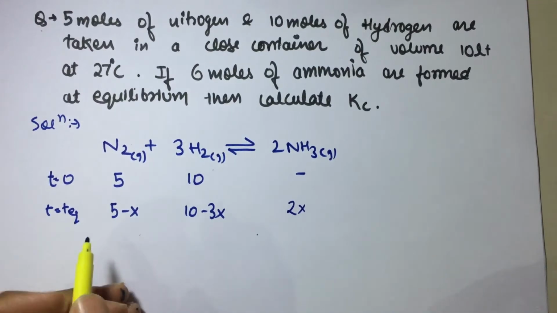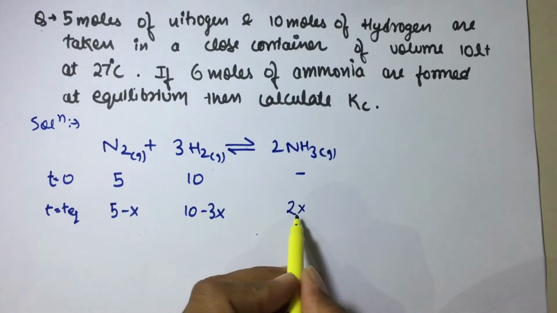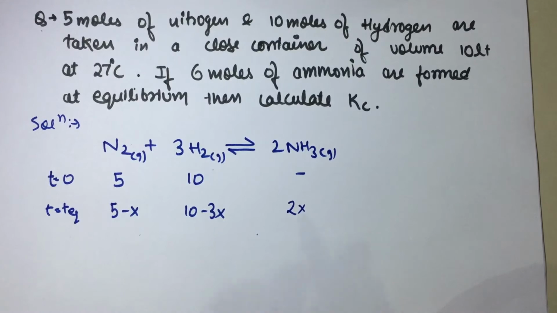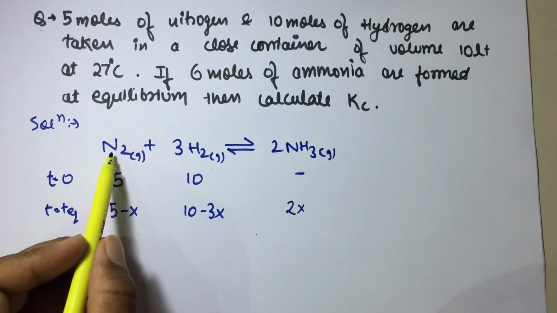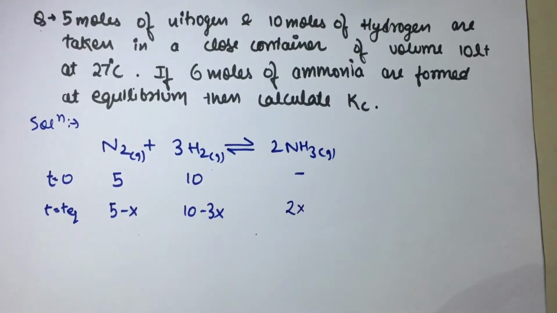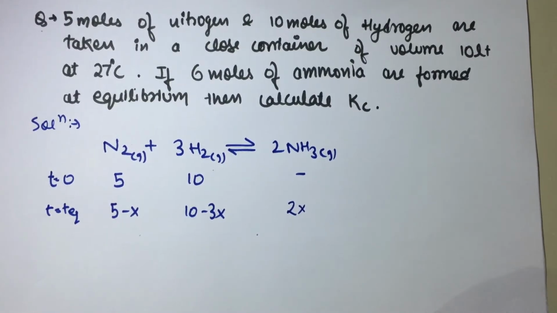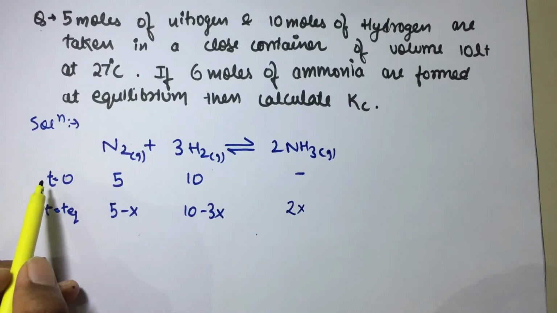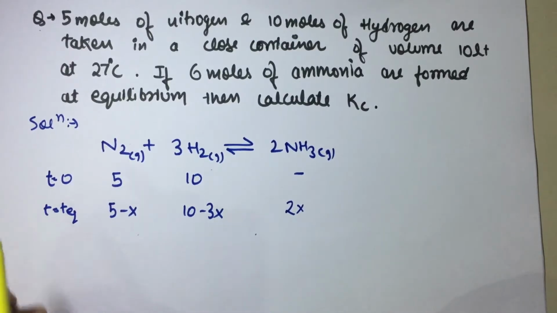Okay, so here we have 5 minus x, 10 minus 3x and 2x. Why did this happen? Because if x moles of N2 are used up, then 3x moles of H2 are used up, and how much NH3 is formed? 2x is formed, right? So now we have written the two major important steps. Now we seek information in the question.